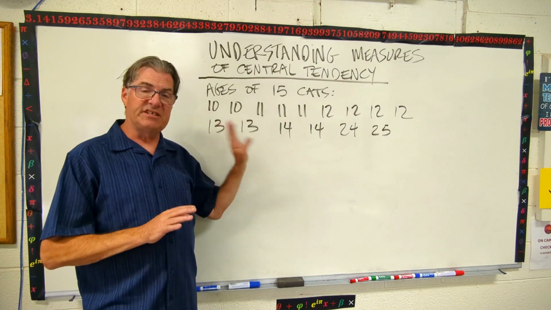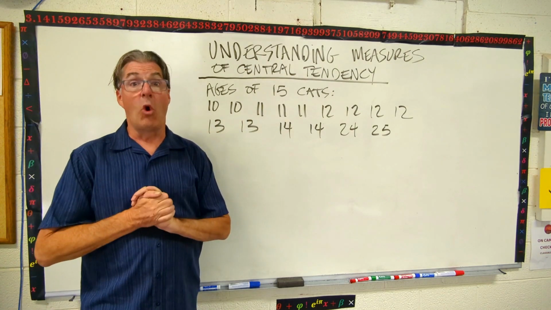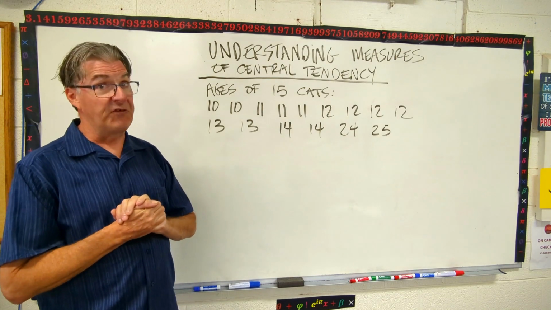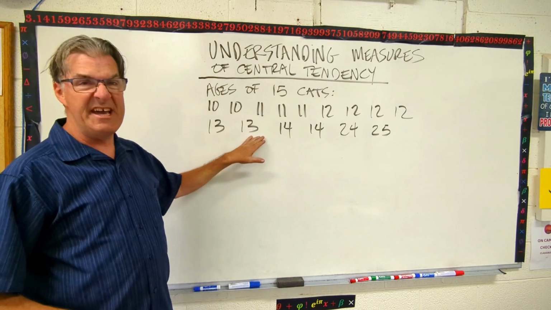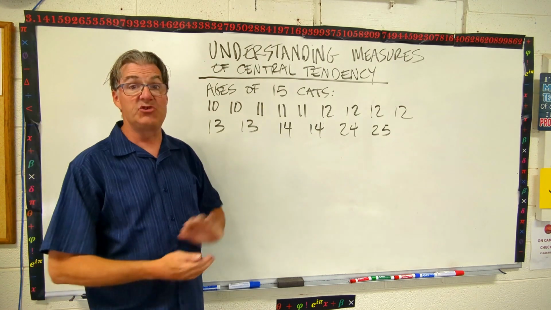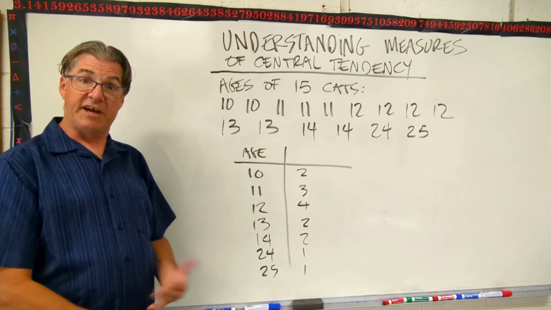Now, to take a look at this data, I want you to go ahead and make a frequency table. This is just a list of all the ages. So go ahead and put that list into a frequency table first. Okay, let's see how you did.